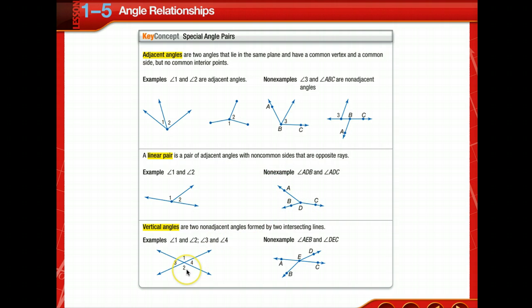And then there are vertical angles, and they're formed by two non-adjacent angles. They're formed by two intersecting lines. So 1 and 2 are vertical, and 3 and 4 are vertical. But these aren't lines, these are a bunch of rays meeting together, so we don't have vertical angles there. We cannot assume that.